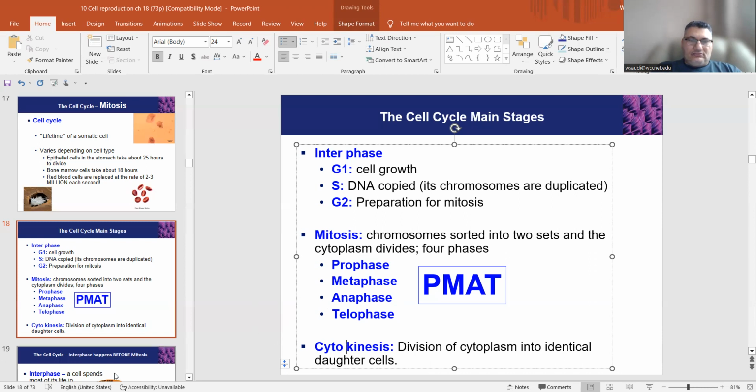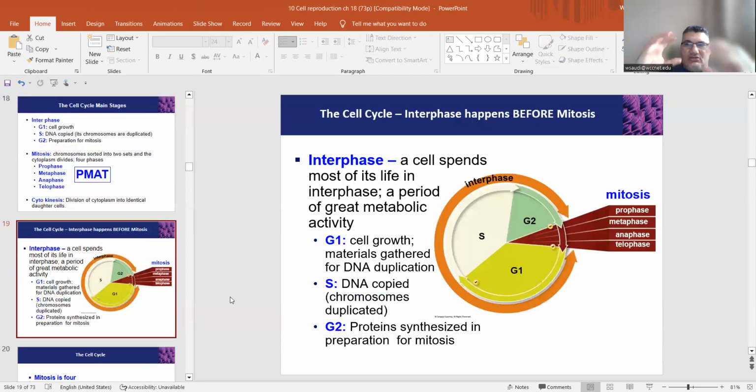Cytokinesis. The daughter cells move away. So let's start with some details about the interphase. The interphase is the phase here. This is mitosis right here: prophase, metaphase, anaphase, telophase, all the brown.